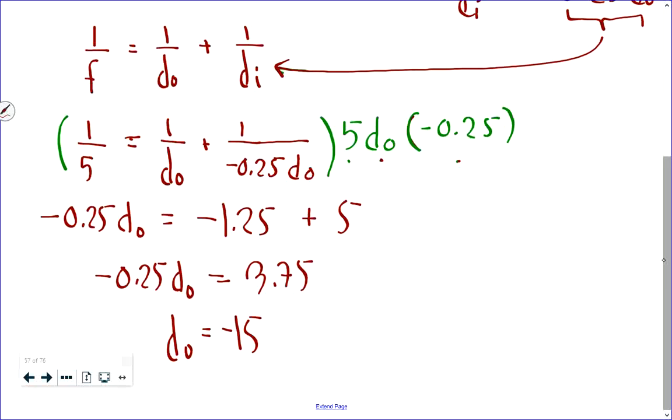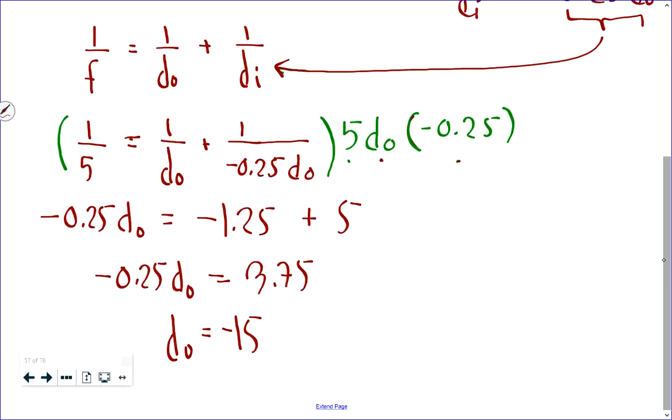Okay. It is at this point, I assumed it was a virtual image. It is at this point that I know my assumption was wrong, because dO is never negative. What I've done is I've assumed something to be true, and it led me to an impossible conclusion. So that means whatever I assume to be true is wrong. It must be a real image.